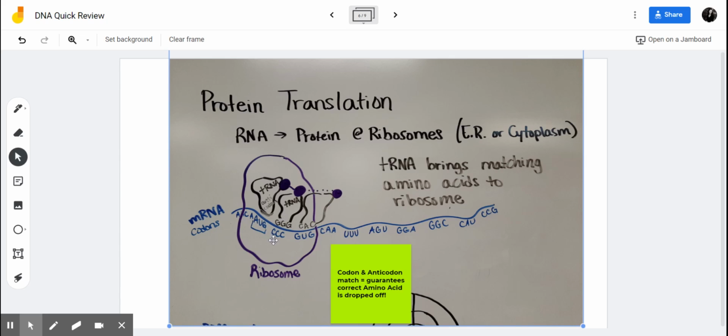So as you can see, across from every C is a letter G. That's a perfect fit. So we're going to drop off that amino acid. We're going to link them all together, and we're going to assemble the ingredients of the protein in order.